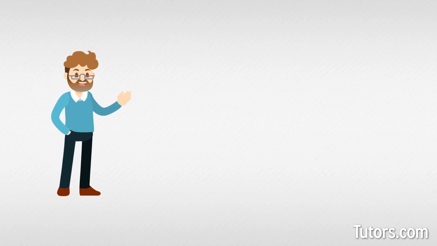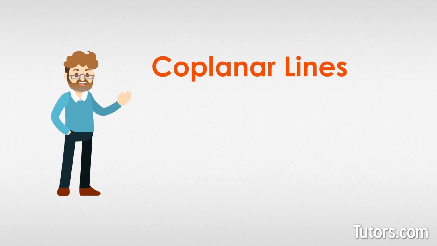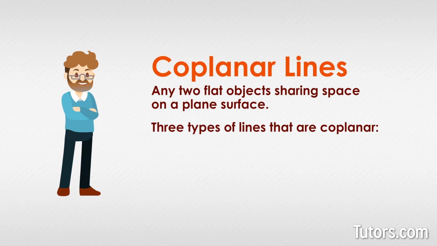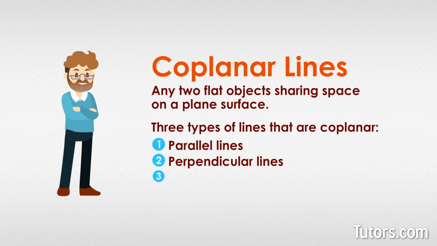In this video, we will learn about coplanar lines. Any two flat objects sharing space on a plane surface are said to be coplanar. Three types of lines that are coplanar are parallel lines, perpendicular lines, and transversals. These all exist in a single plane, unlike skew lines which exist in multiple planes. Any two lines in a plane must either be parallel or intersect.